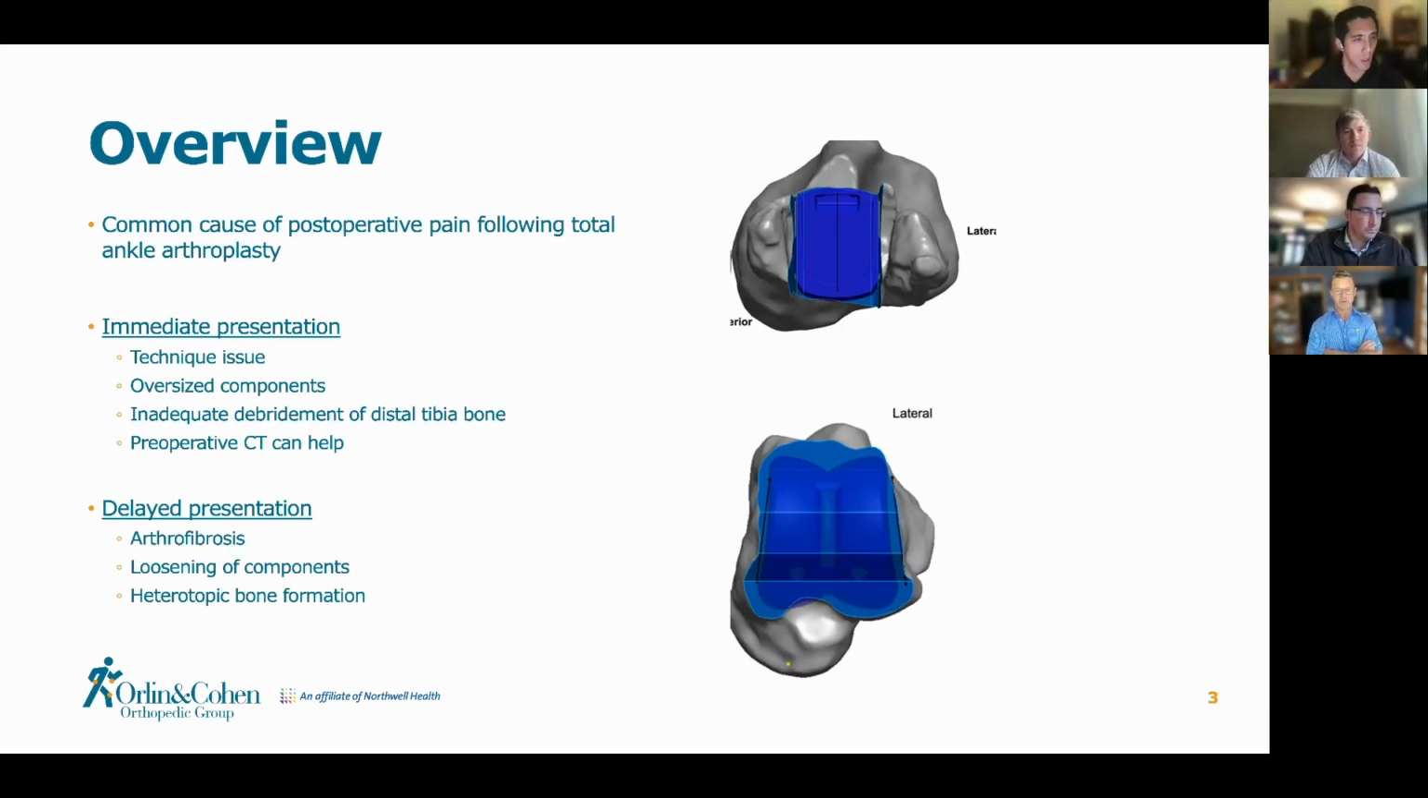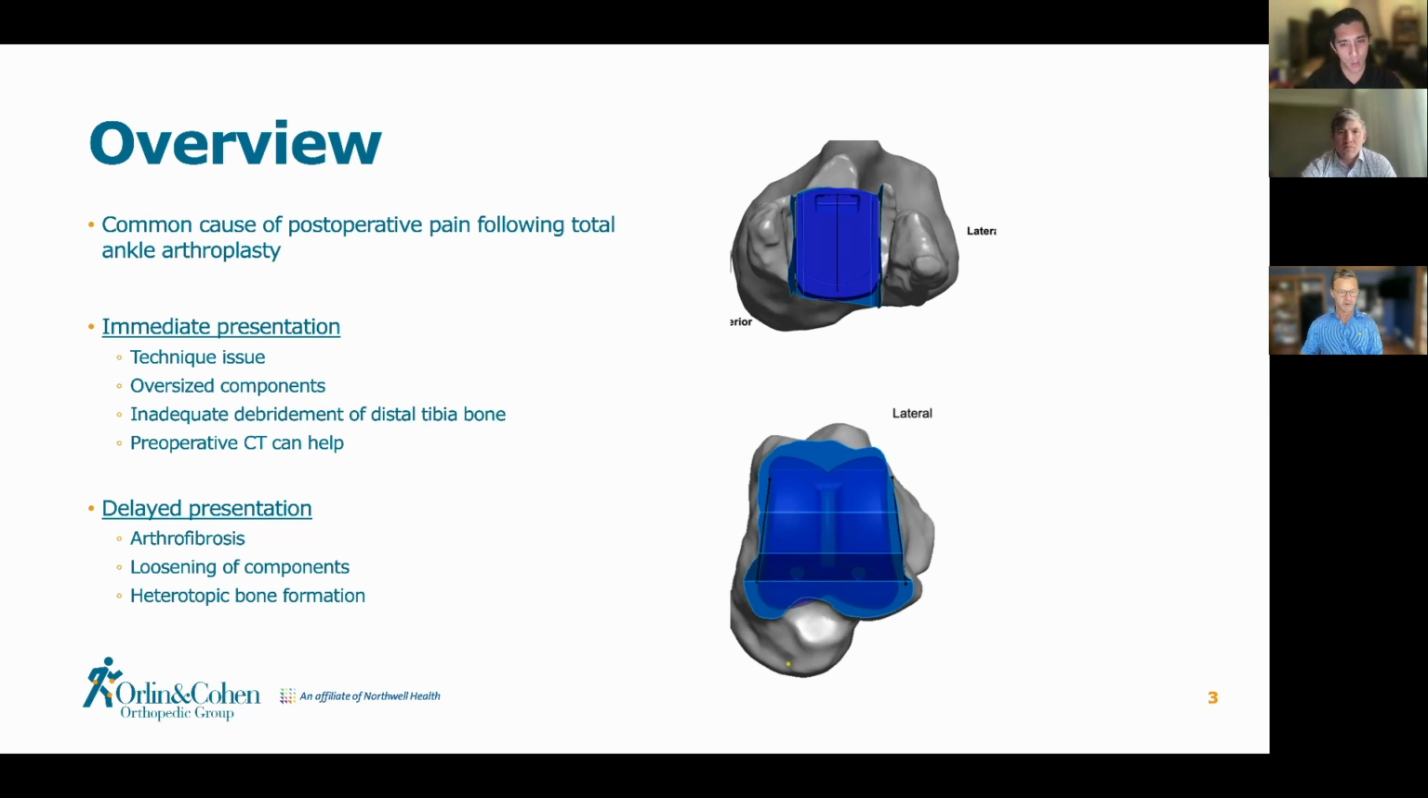So impingement, as we all know, can be a cause of postoperative pain after an ankle replacement. And we can broadly define these into symptoms that occur pretty much right after surgery. And usually this is secondary to a technique issue, whether it's an oversized component or inadequate debridement of distal tibia bone. In these cases, preoperative CT can be tremendously helpful.